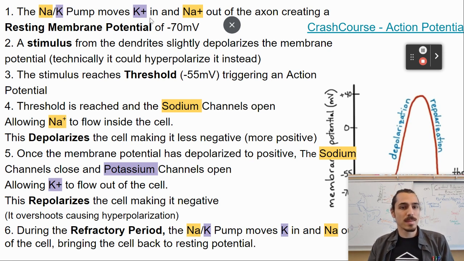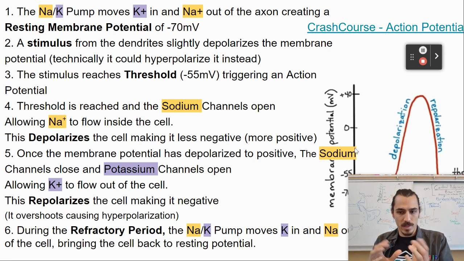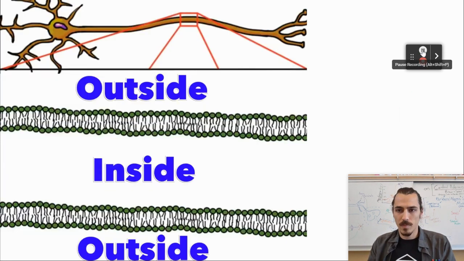Okay, step one. The sodium-potassium pump moves potassium in and sodium out of the axon, creating a resting membrane potential of negative 70 millivolts. What does this mean? This means that at rest, your membrane potential, hold on, I'm going to pause this. Let's look at another slide.